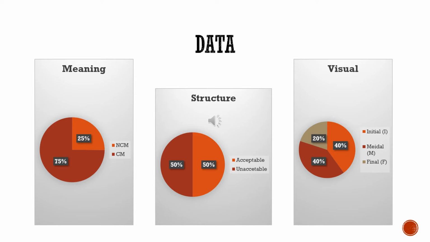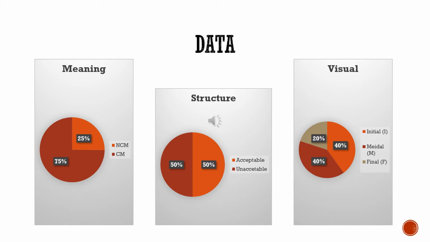The second is the structure. And in this section, even though the student frequently changes the meaning of words when he reads, the words he reads sound right in the sentences. For example, he reads, I like class instead of I like school, and me like the story instead of we like the story. This results in a 50-50 split for acceptable and unacceptable use of language structurally.